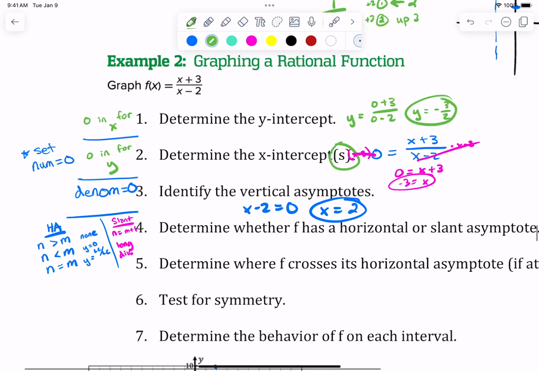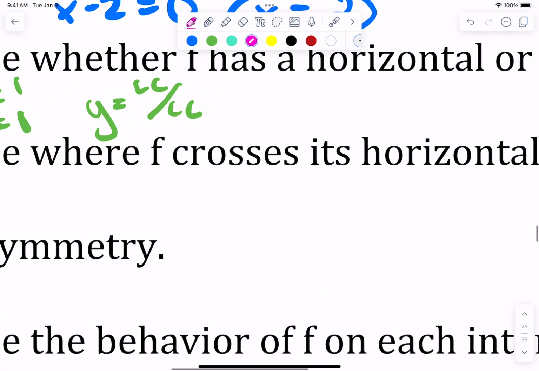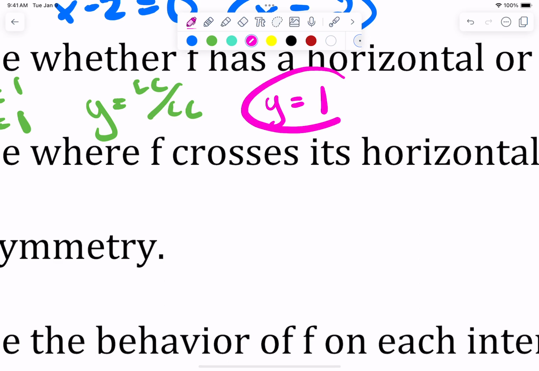All right, let's do horizontal asymptotes. For this function right here, what is N? 1 over 1. It is to the first power, M is to the first power, so 1 over 1, which means I do LC over LC. What's the leading number of the top? 1. The leading number of the bottom is 1 also. That's kind of anticlimactic, but whatever. So y equals 1 is my HA.